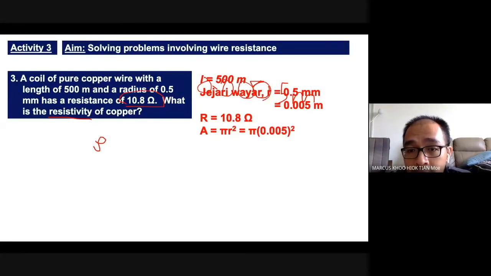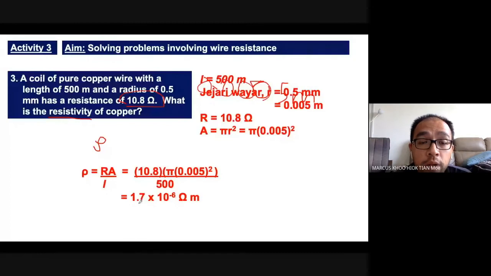1.697, 1.696 times 10 to the power negative 8, is it? As long as it's 10 to the power negative, negative 6. It should be negative 8. Times 10 to the power negative 8, right? Yeah, okay.